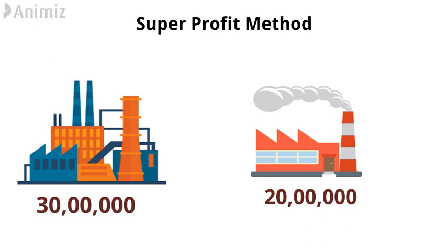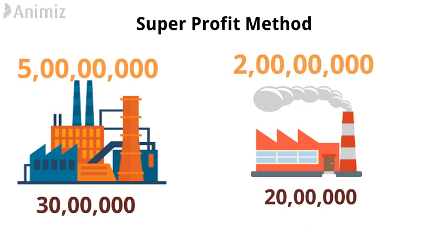But let me tell you some more detail. The total investment made in factory A is 5 crore, whereas in factory B the investment is just 2 crore rupees. Now can you tell me which factory is working with more profitability? Definitely your answer will change: yes sir, factory B is working more efficiently and has higher profitability because it is earning higher profit with lower investment.